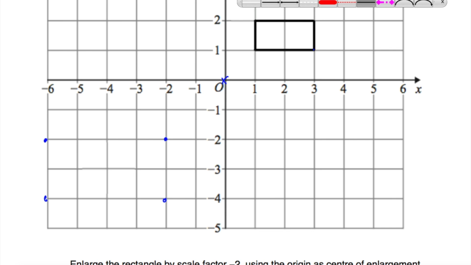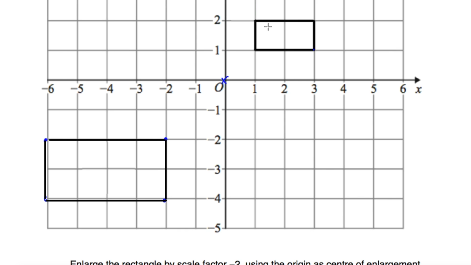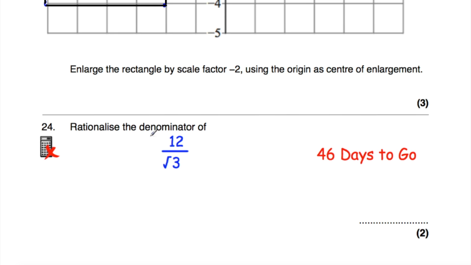So we've got our points. Now we just need to draw our lines. So it's going to look something like this. And that's it. We've enlarged this triangle by scale factor -2 using the origin as the centre of enlargement. Okay, question number 24.